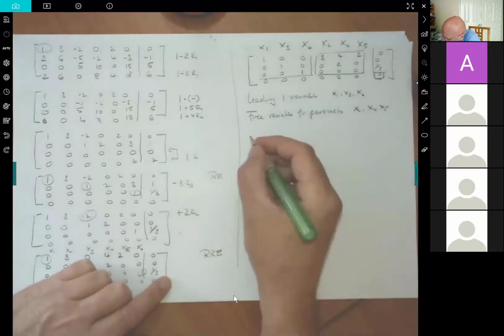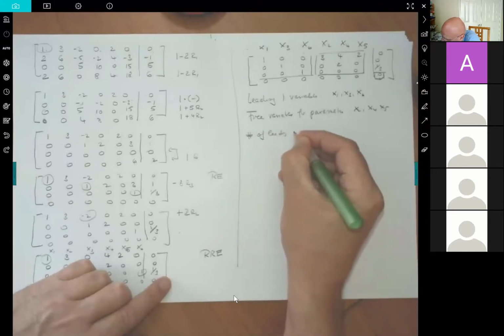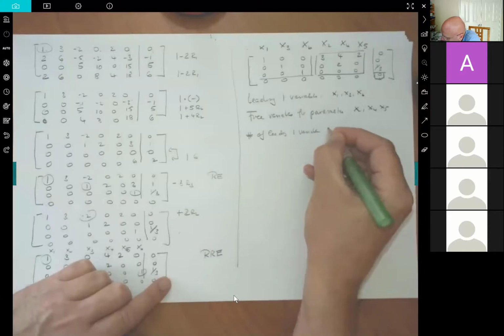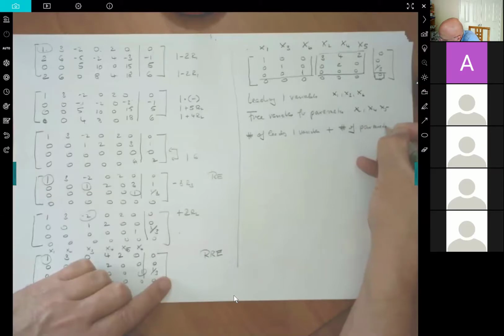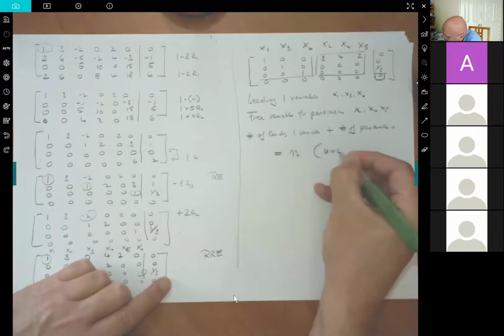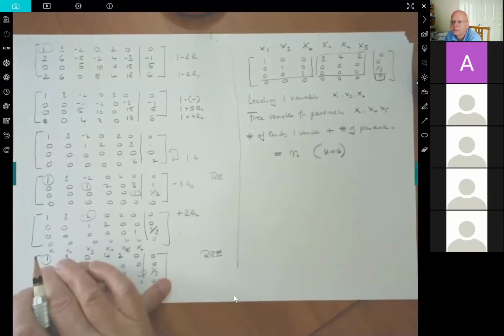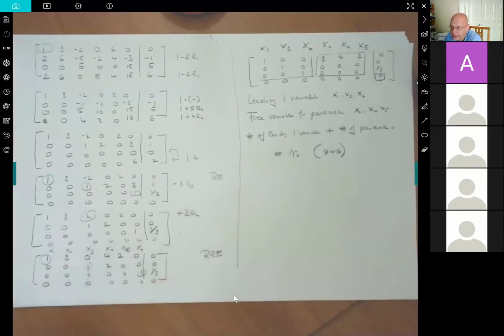So in general, number of leading 1 variables plus number of parameters, when you add them, it's always n. In our case, n is equal to 6 because we have 6 columns. So this is again an equation which comes up with different names in the next section. So number of leading ones plus number of parameters is always equal to your n. Okay, so we have this equation.